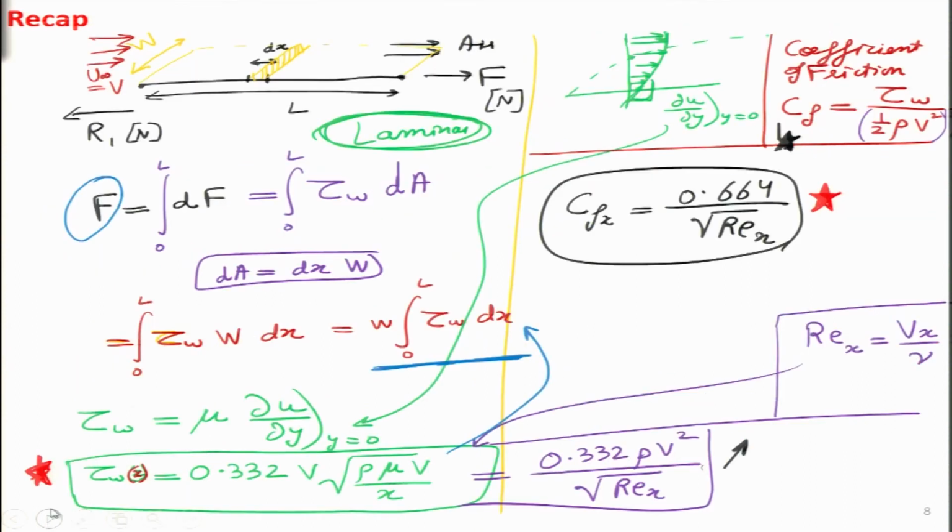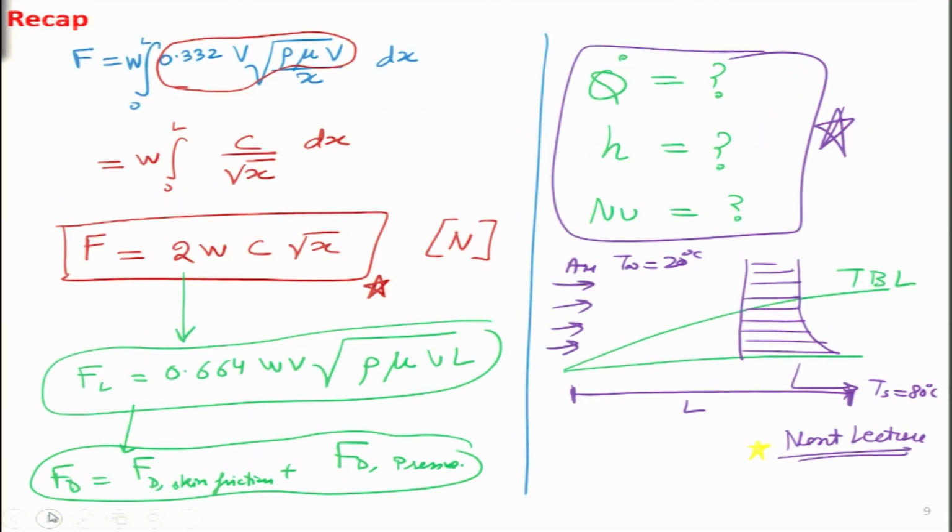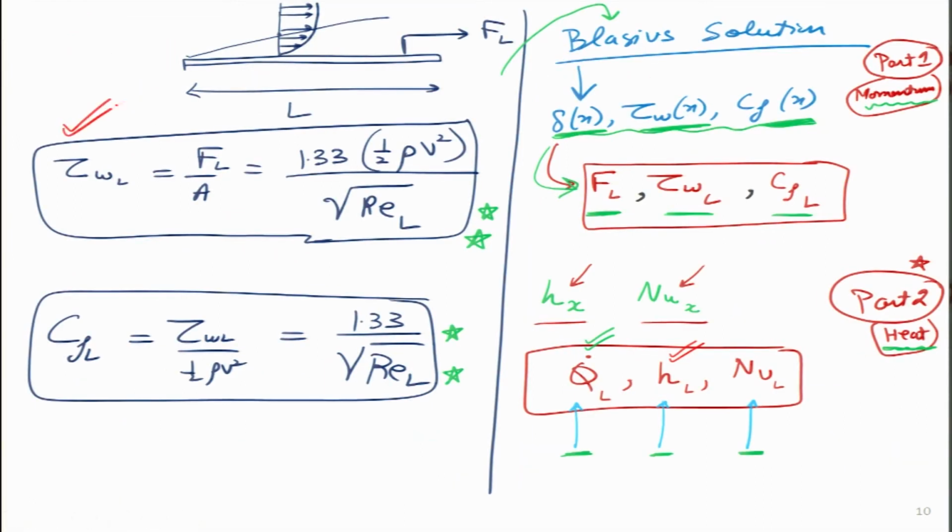Then another thing we found is the tau w as a function of x, and then we used Cf as a function of x. Based on this, we calculated the overall values of f, tau w and Cf. I think we completed it over here. Yeah, overall value of tau w, overall value of Cf. The same thing we then went ahead and did.